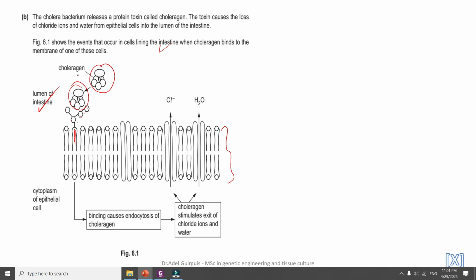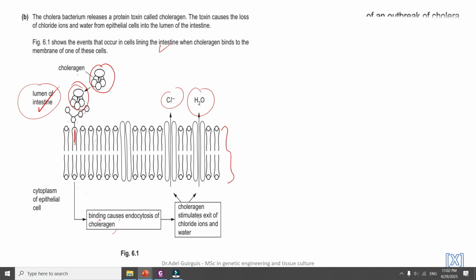When choleragen has a complementary fit with its receptor on the cell surface membrane of the intestine wall, certain changes take place. Binding causes endocytosis of choleragen. Then choleragen stimulates the exit of chloride ions to the outside, to the lumen, followed by water.